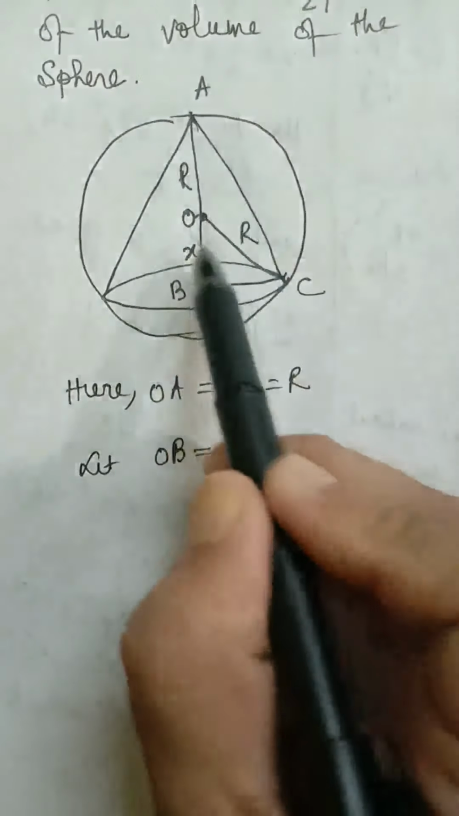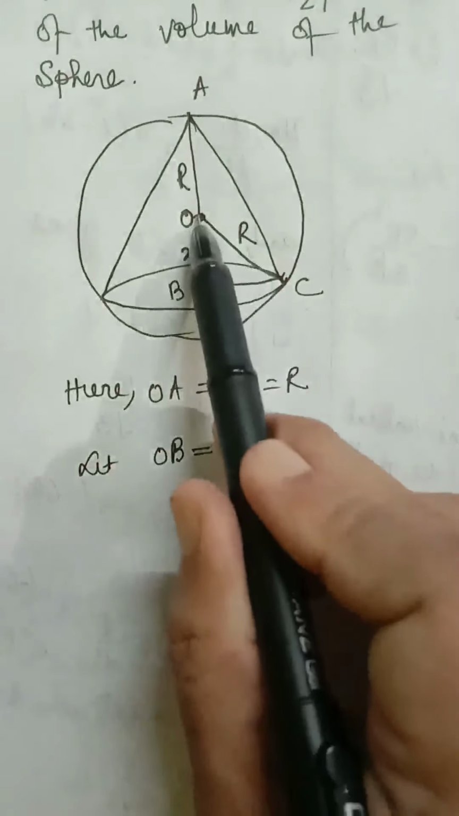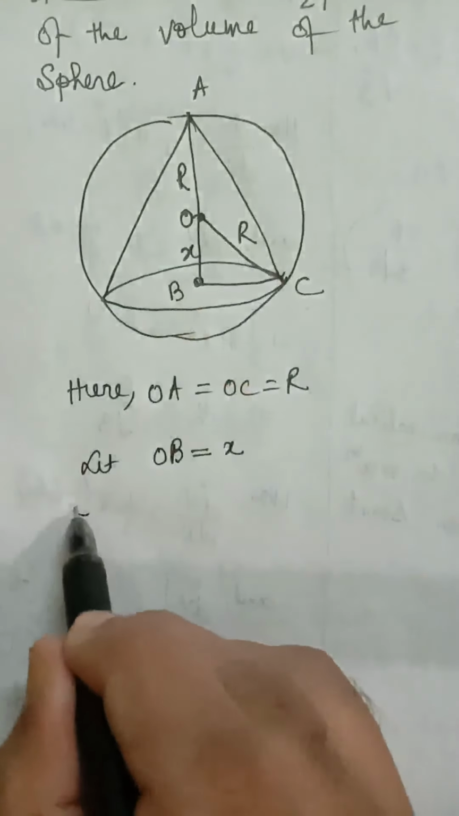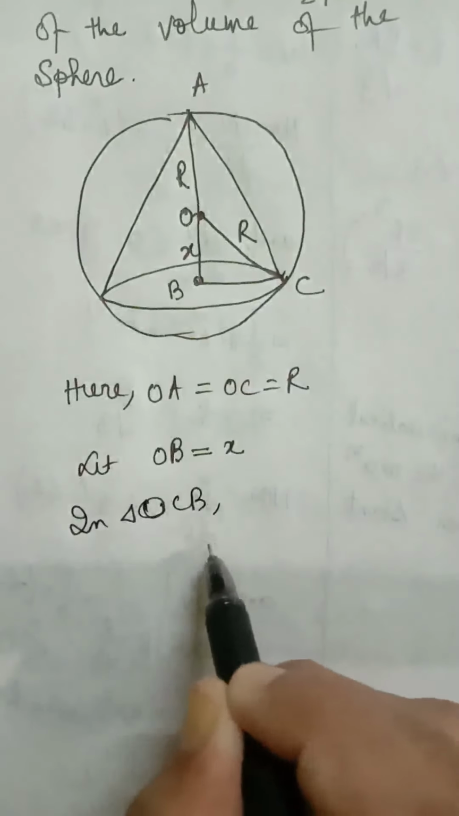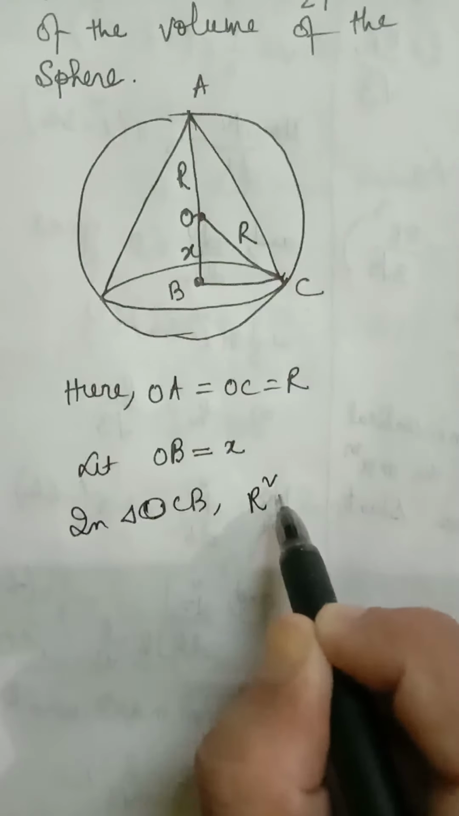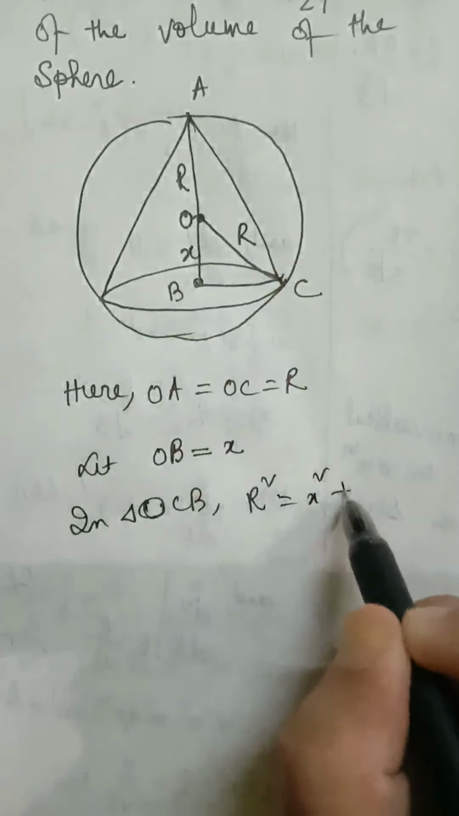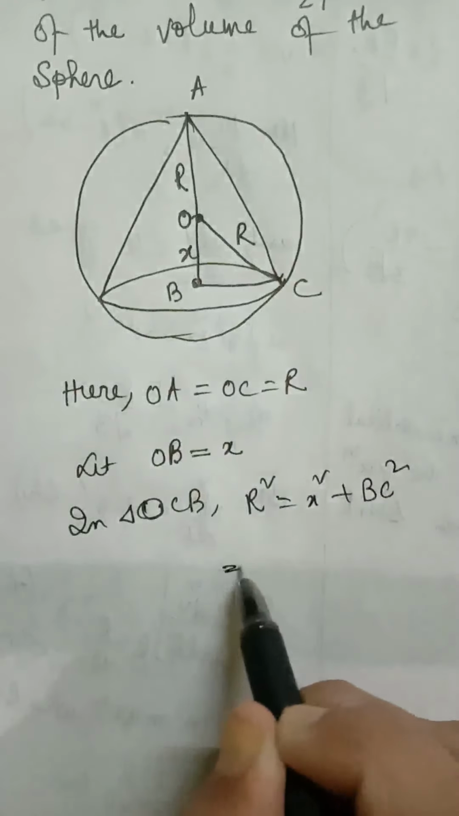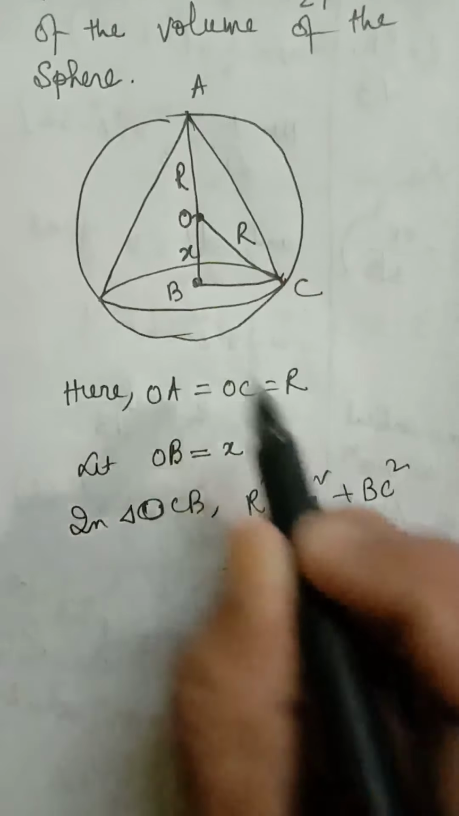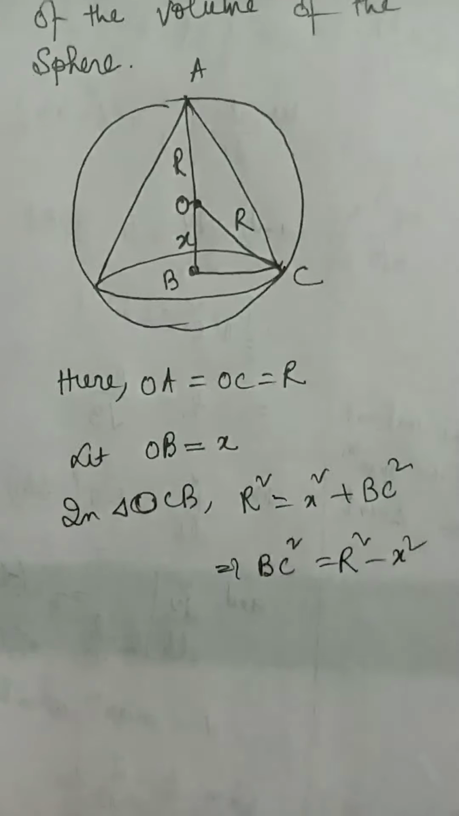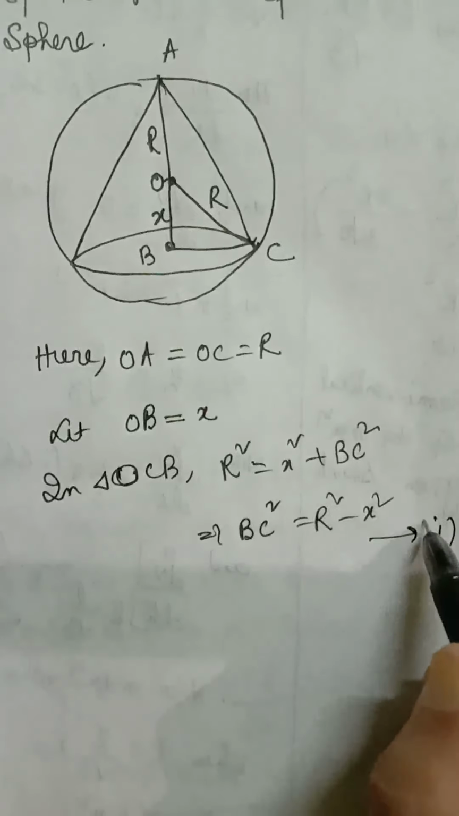So here OA equals OC equals the radius of the sphere, which is given, which is fixed, which is constant. We have assumed OB equal to x. In the triangle OCB, applying Pythagoras theorem, R square is equal to x square plus BC square. So BC square equals R square minus x square. What is BC? The radius of the base of the cone.